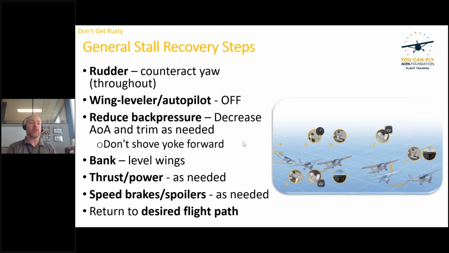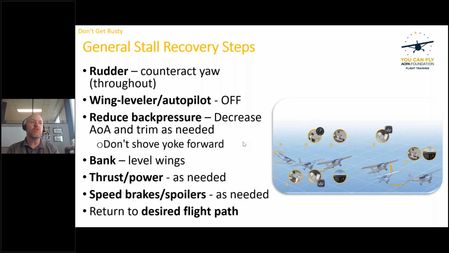Reduce back pressure. So you want to decrease the angle of attack and trim. If you have trim on, you need to undo the trim. Most training aircraft, the trim is not that powerful, so we can typically overcome it. But as you get into bigger aircraft, you may need to use the electric trim, or if it's manual as well, to overcome it, because the forces on larger aircraft are going to be harder, and you probably will not be able to overcome those just by pushing on the yoke or pulling on the yoke, whatever is appropriate.